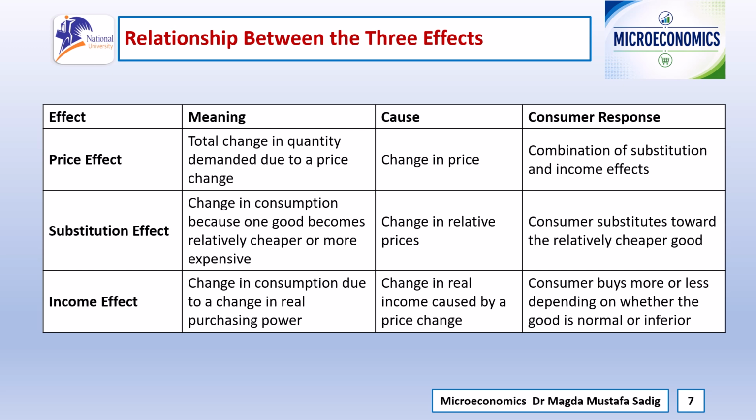Think of it this way. Suppose the price of coffee falls. Consumers buy more coffee because, first, coffee is now cheaper than tea. That is the substitution effect. Second, consumers feel effectively richer because their money now goes further. That is the income effect. Together, these two responses create the total increase in coffee demand. That total increase is called the price effect.